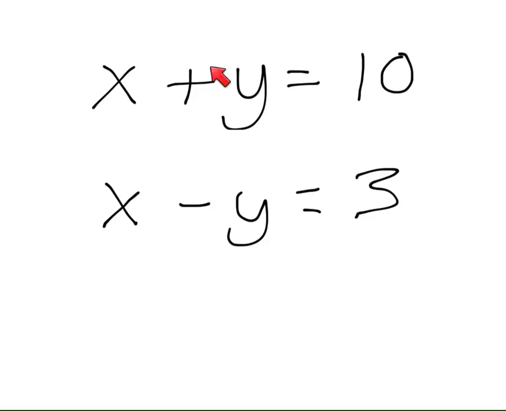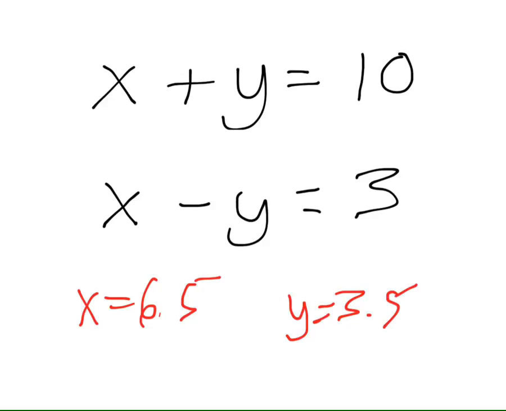7 and 3 would work for this one, right? 7 plus 3 would be 10, but 7 minus 3 would be 4, so it wouldn't work for this one. Is there one that would work for both of these? I got one. Yeah, that would work, right? If you take 6.5 and 3.5, add those together, you get 10. Subtract those, you get 3, right?